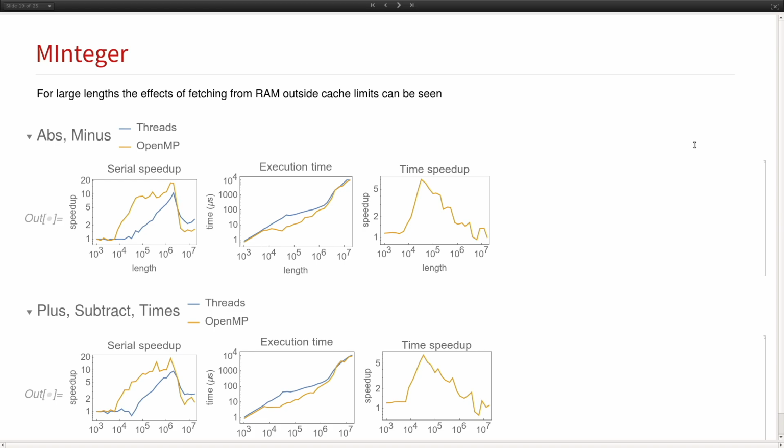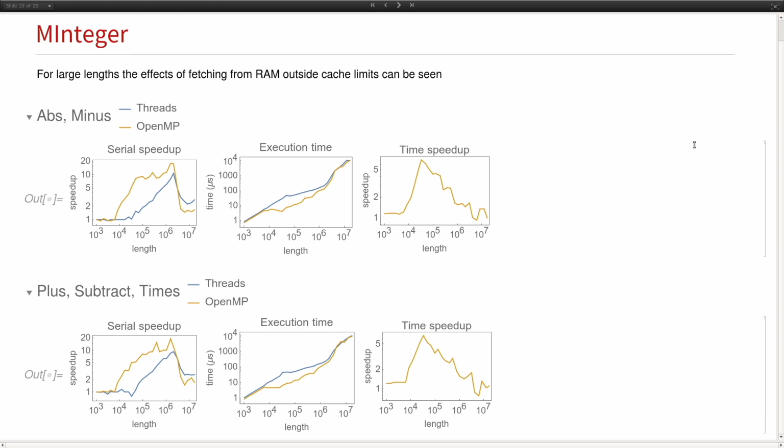And so when you get to very, very large lengths, the effects of parallelization are lost. So it's only in this kind of length that you can get any speed up. So about a factor of 5 for abs and minus, about a factor of 5 for integer plus, subtract, and times in the best case.